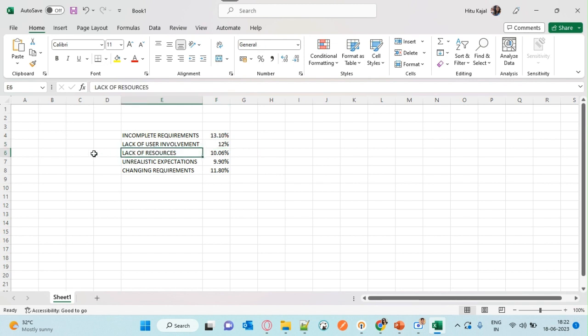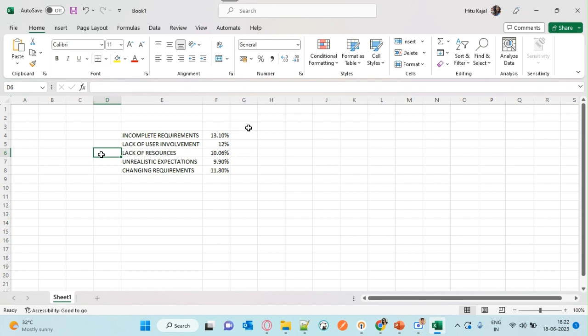Lack of resources: you do not have the resources who are actually going to provide you the exact thing that is required. So you end up doing something wrong, and that led to 10% of the failures happening globally, because of the lack of good and efficient resources.